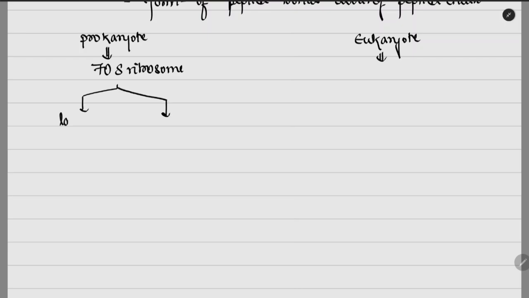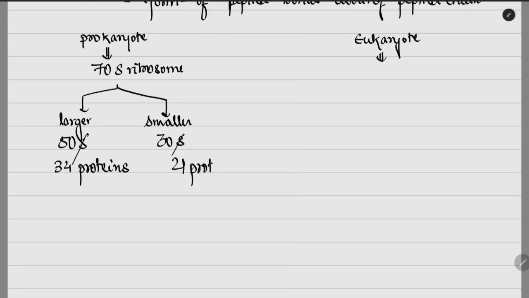Now the ribosomes are different in prokaryotes and eukaryotes. If I take a prokaryote or a eukaryote, they have two different types of ribosomes. The prokaryotic one has 70S ribosomes, meaning one larger subunit and one smaller subunit. If I use a centrifuge machine and calculate the Svedberg unit, the larger one will have 50S and the smaller will have 30S. The 50S has 34 types of proteins and the smaller one has approximately 21 proteins.